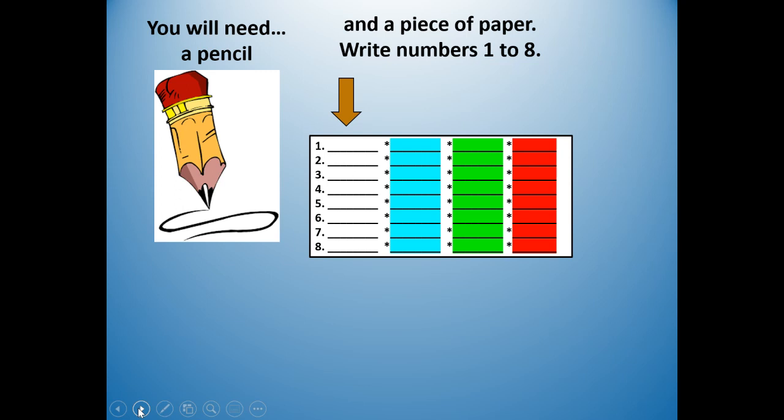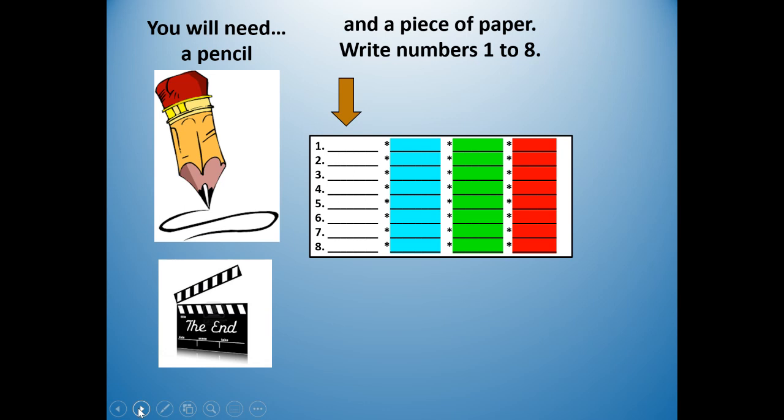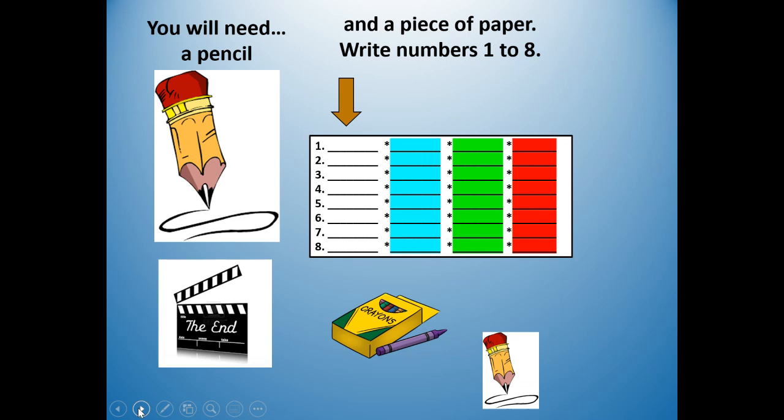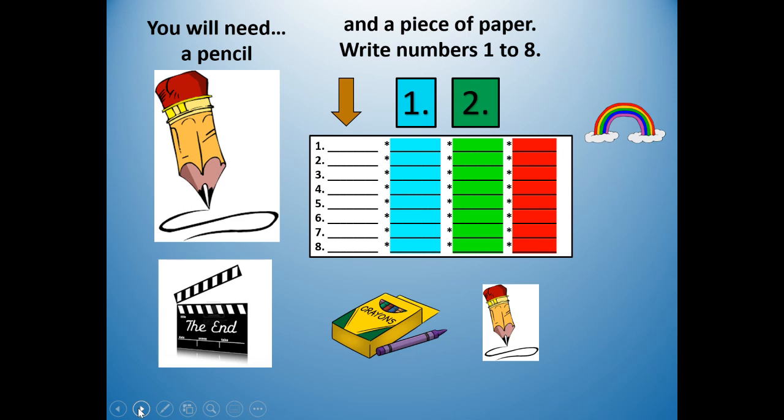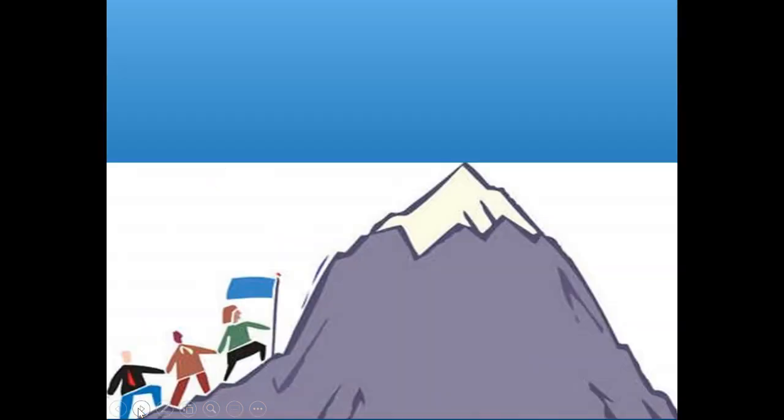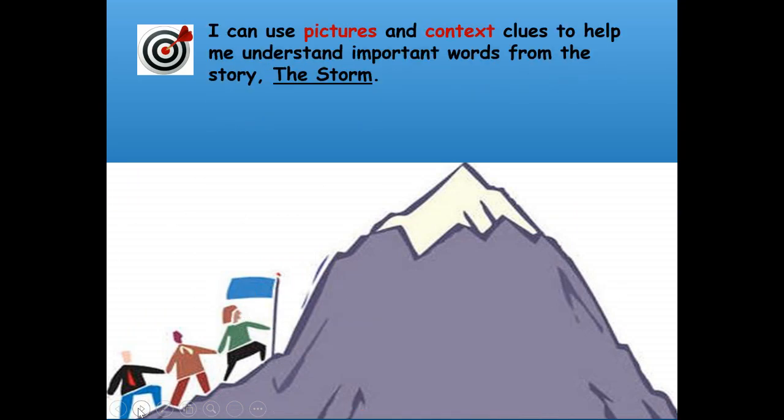At the end of this lesson, my challenge to you will be to get either crayons or use the same pencil you have and rainbow write your vocabulary words 3 times each. So that's the challenge at the end of the lesson. For each vocabulary word, you're going to write each of them 3 more times. So here's our learning target.